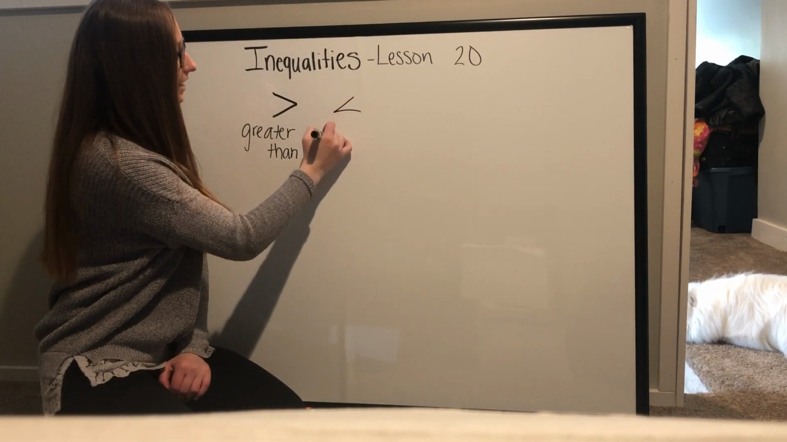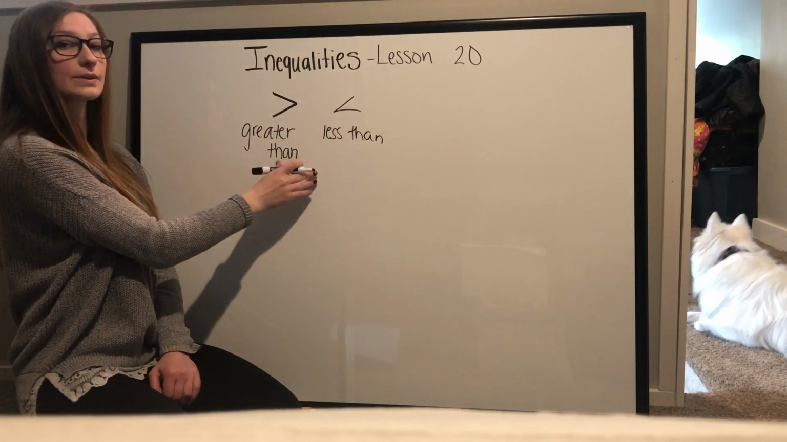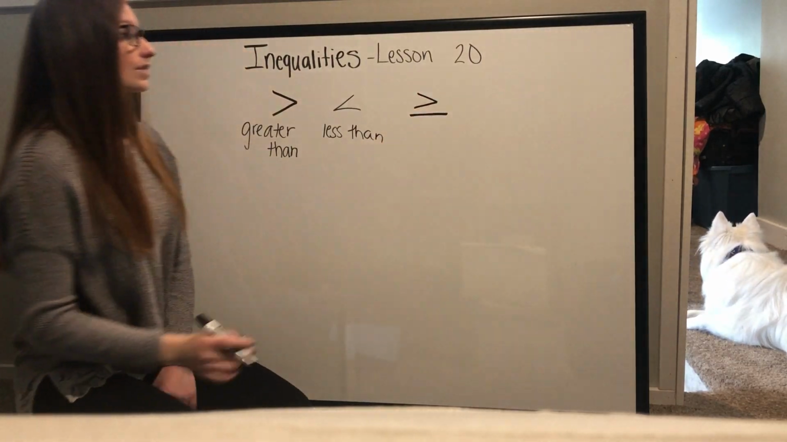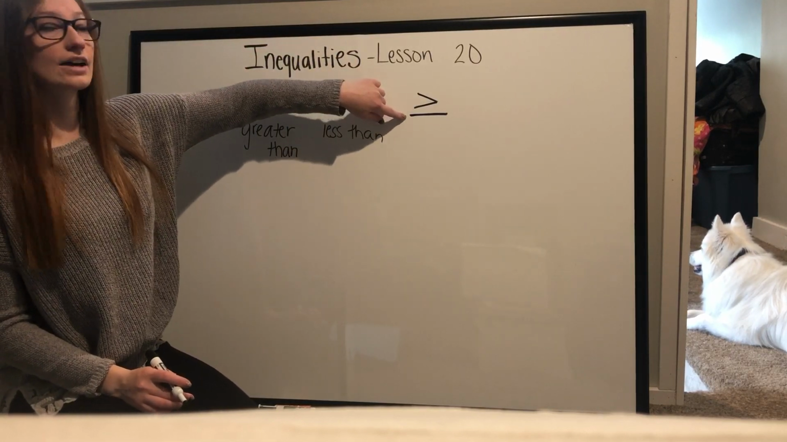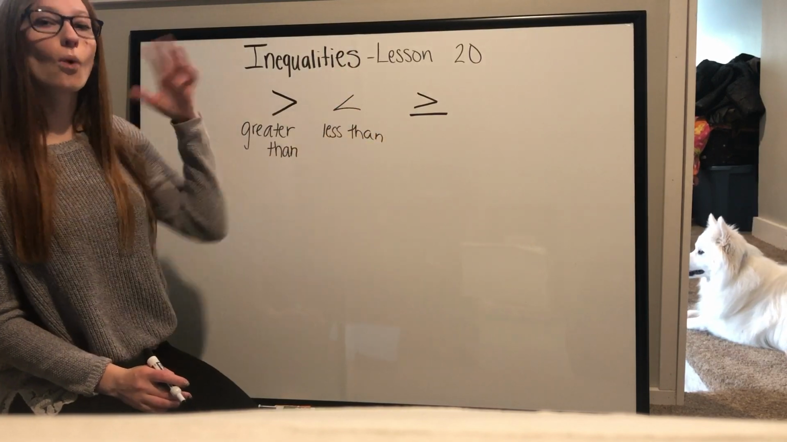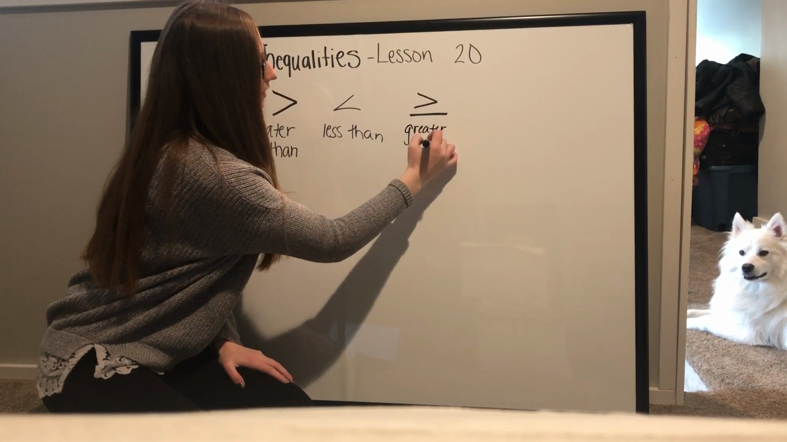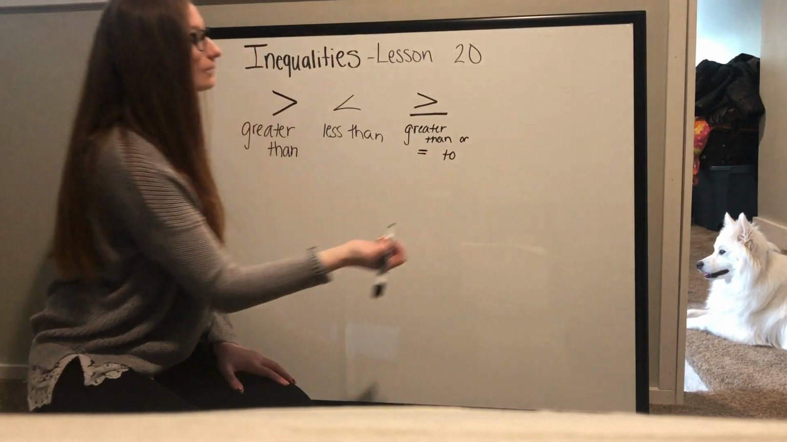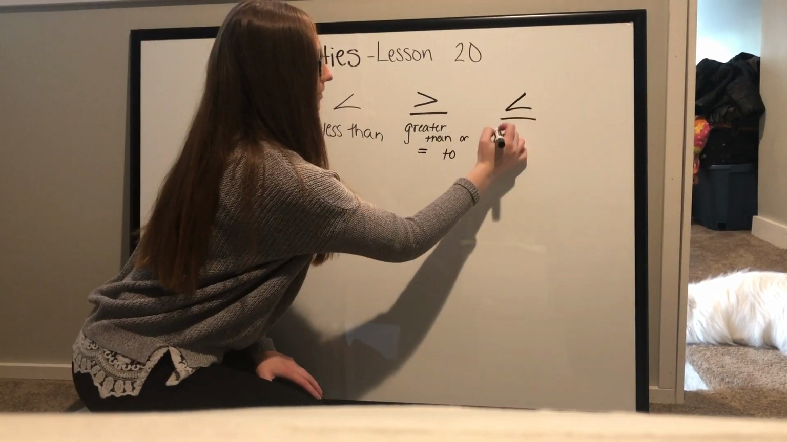There is less than, so that's the smaller side. A lot of you know this one too, at least I hope, because we have done this before. Then there's greater than or equal to. So this sign you know is greater than, and then the line underneath it means or equal to. So it can be that number or bigger. So this is greater than or equal to. And the last one, which I'm sure you can guess, is less than or equal to.